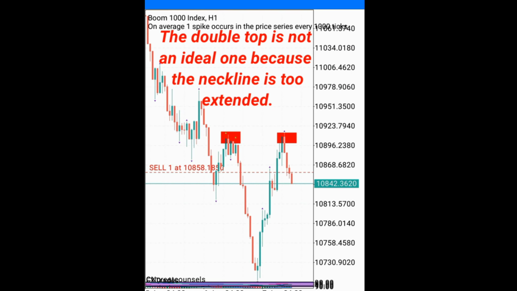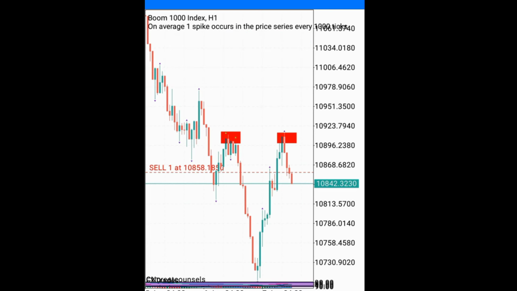However, if the pattern is not an ideal one, which is almost always the case, just like the one we are trading right now, then you trade whatsoever the market gives you, which is the best way, and that's what we are doing right now.